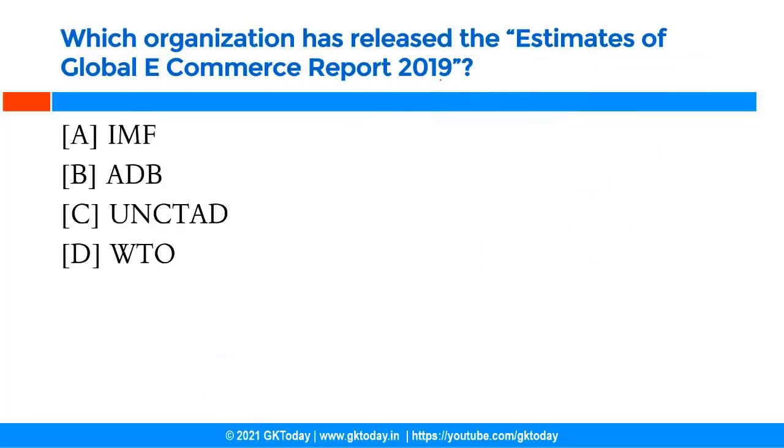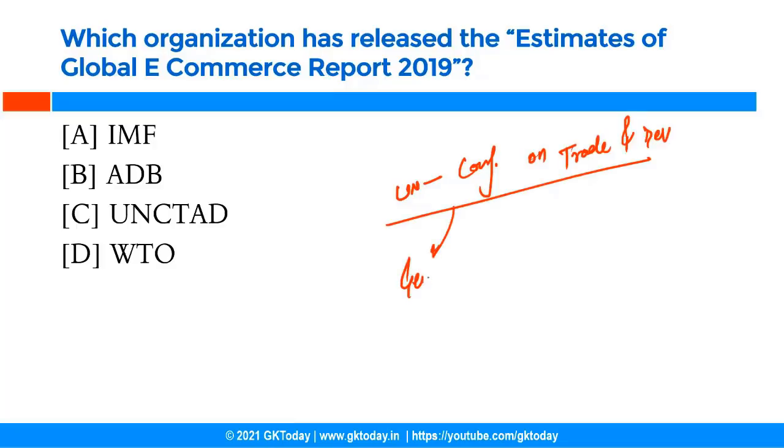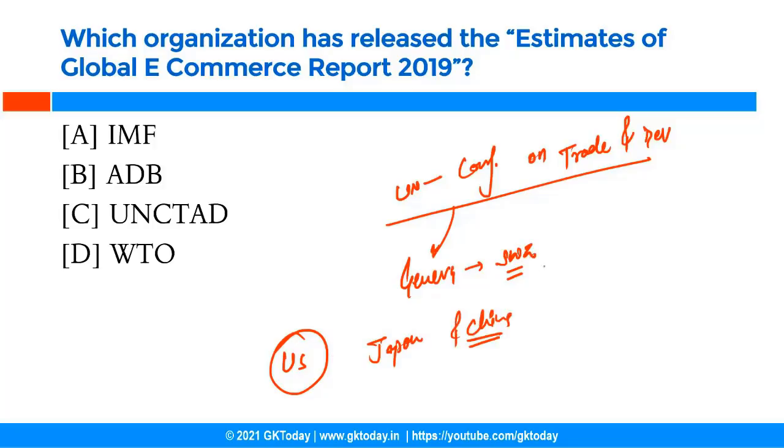Next question is, which organization has released the report Estimates of Global E-Commerce? So this has been released by UNCTAD. UNCTAD stands for United Nations Conference on Trade and Development. Headquarters of this organization is in Geneva. Geneva is in Switzerland. As per this report, USA is on top position in terms of e-commerce, and USA is followed by Japan and China. Recently, UNCTAD was also in news as it released World Investment Report. It also published Trade and Development Report.